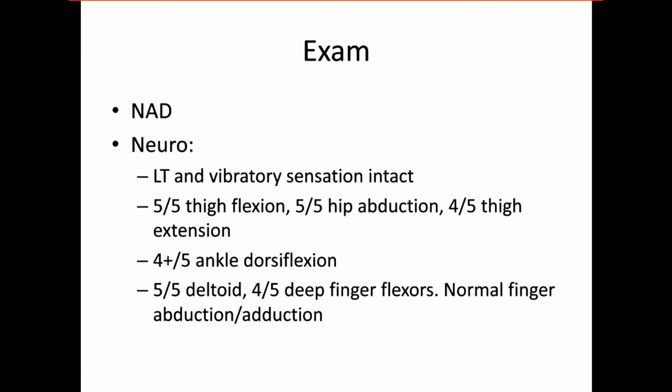So on your exam, you find that his sensation seems to be intact. You note, and very importantly, his hip abduction is normal, so he's able to lift his leg against gravity, but his knee extension, so really testing the quads, is a bit weak. You note that he does have some difficulty in dorsiflexion of the ankles. His deltoids are normal, but you note that his deep finger flexors are abnormal.